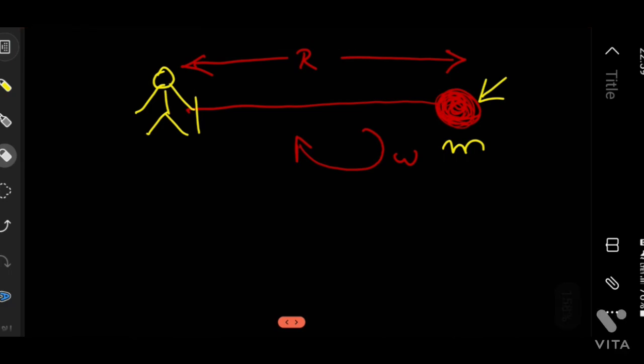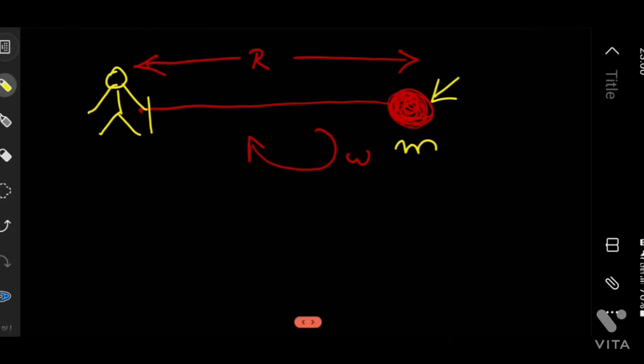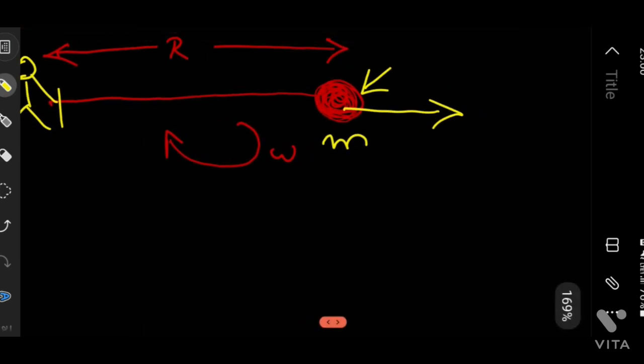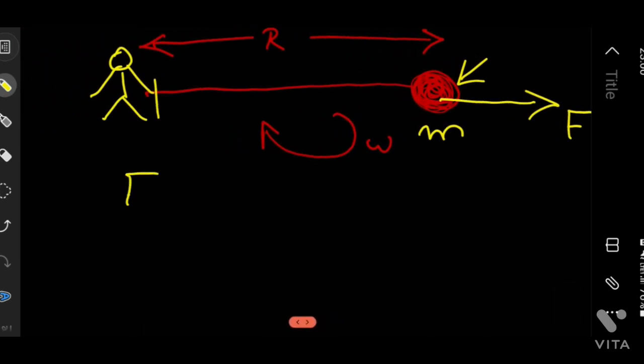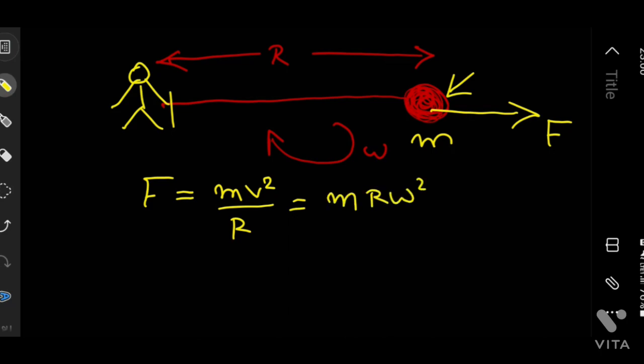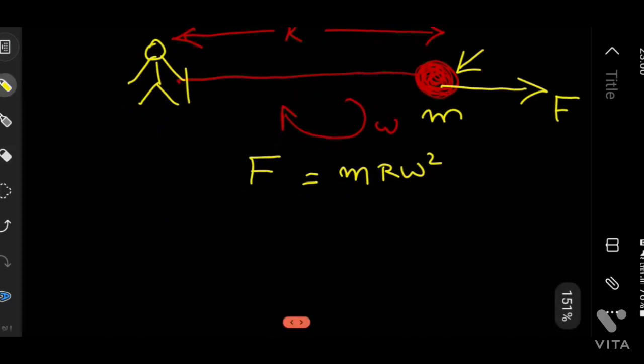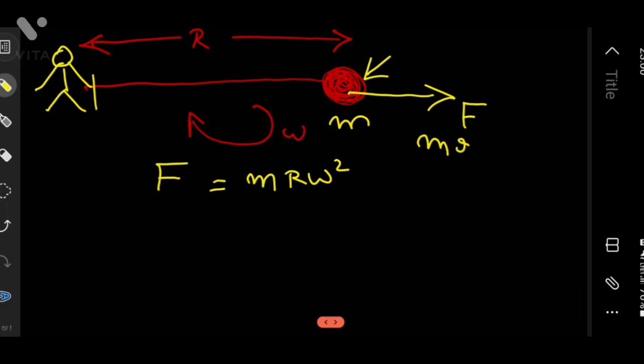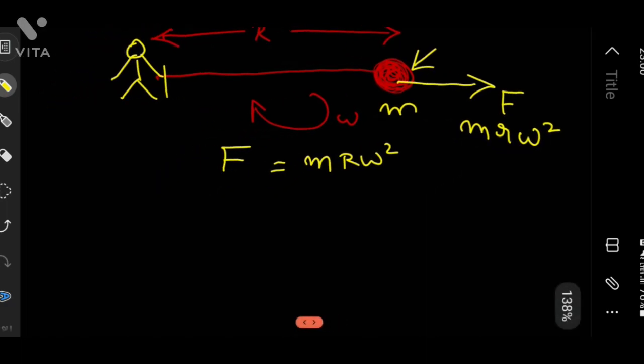Then this mass has a centrifugal force which is acting towards like this. The centrifugal force F is equal to m v square by r. I can write it as m r omega square. Okay, F is equal to m r omega square. So m r omega square is acting outwards.